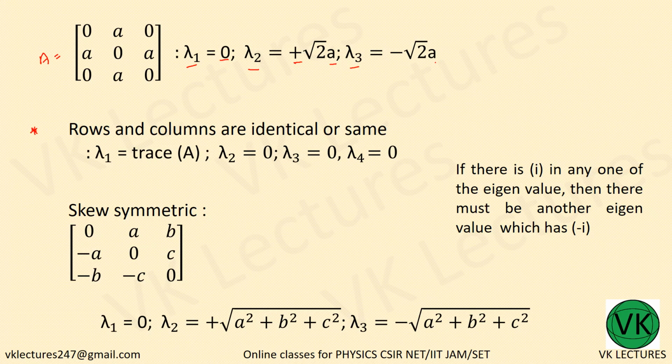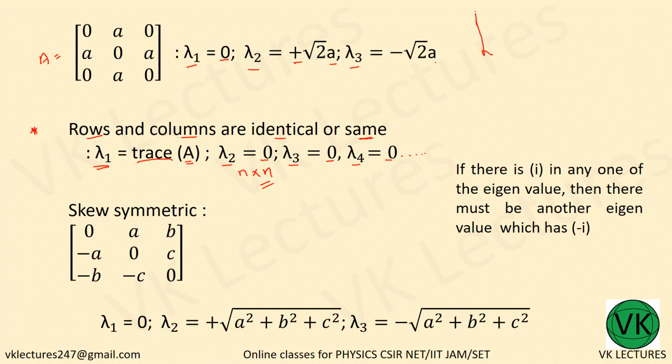Now this is another point. If the rows and columns are identical or same, then the first eigenvalue will be equal to the trace of the matrix A. Lambda 2 will be equal to 0, lambda 3 equal to 0 and lambda 4 equal to 0. It continues for any n by n matrix. This is true.